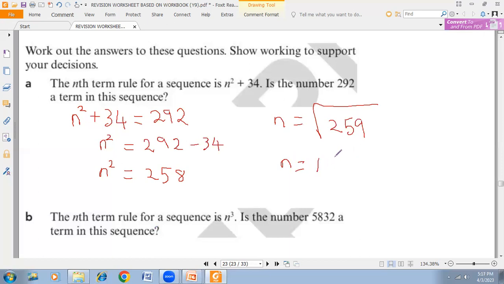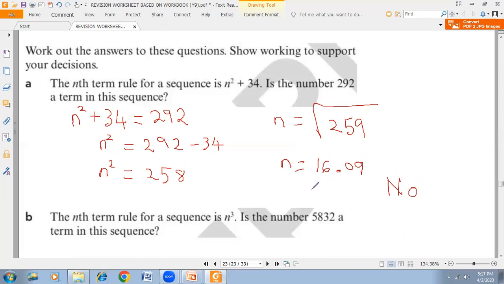So 16.09. This is a decimal number, right? So a decimal number in a sense that 292 is not in the sequence. So the answer is no.